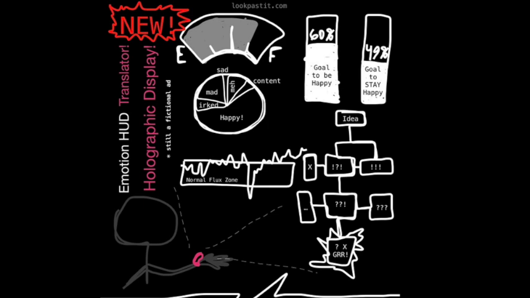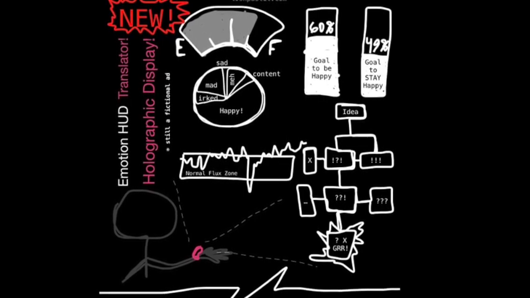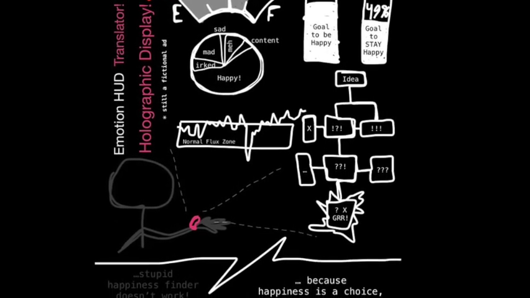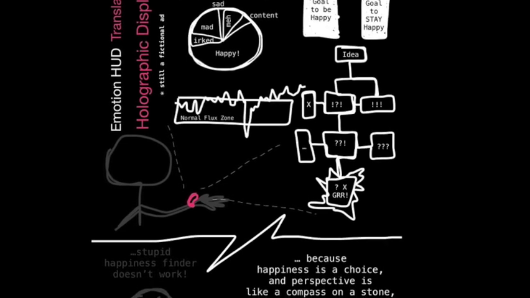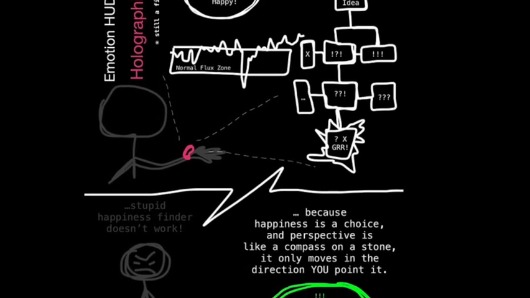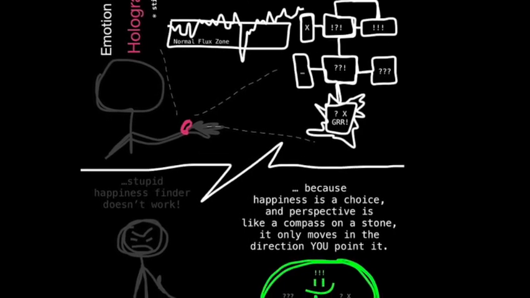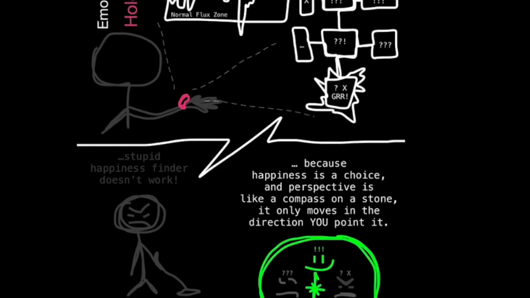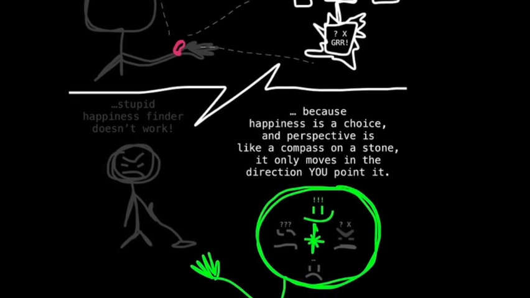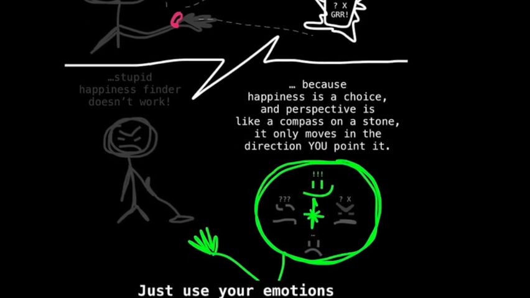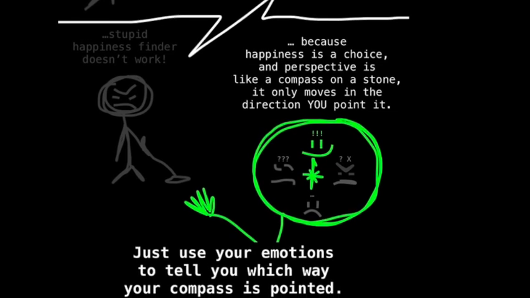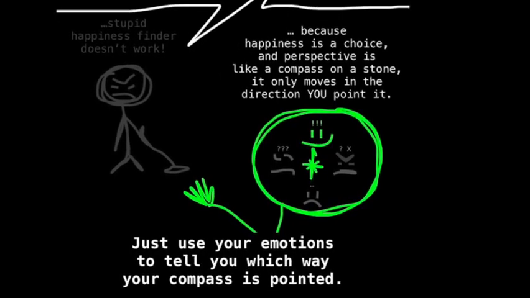In the fictional ad infographic, I have imagined for the top portion the emotion HUD translator having a holographic display with all sorts of graphs and decision trees to show one their progress in utilizing their emotions as a HUD. In the lower portion, I simply make fun of people believing that happiness is something that you find. So the stupid happiness finder doesn't work. Because happiness is a choice, and perspective is like a compass on a stone. It only moves in the direction you point it. Just use your emotions to tell you which way your compass is pointed.